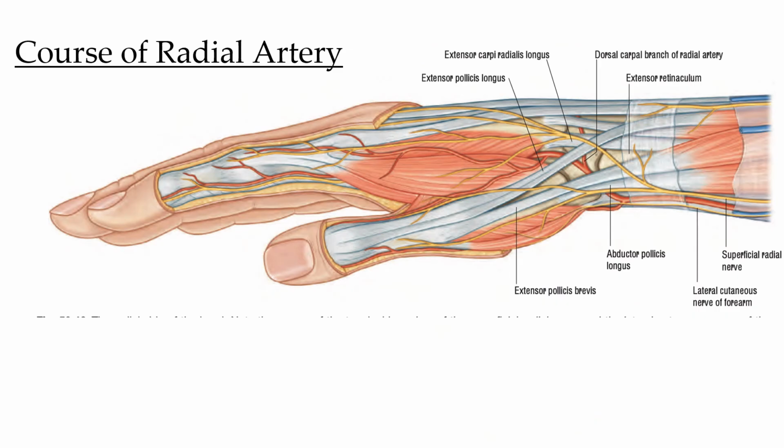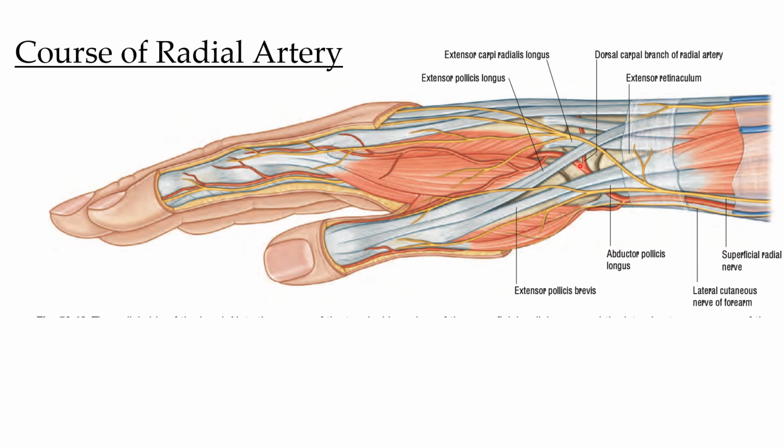After giving superficial palmar branch, the radial artery runs obliquely downward and backward deep to the tendon of abductor pollicis longus and extensor pollicis brevis, and then it enters into the anatomical snuff box. In the anatomical snuff box, it crosses scaphoid and trapezium and it lies lateral to the lateral carpal ligament here.